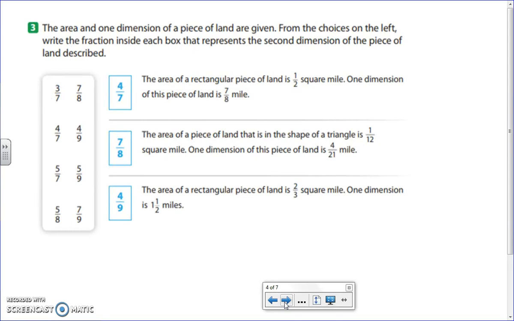The area and one dimension of a piece of land are given. From the choices on the left, write the fraction inside each box that represents the second dimension of the land described. All right, so I guess we need a little background information about area for this. And so hopefully you've talked about area with your teacher before. In every one of these problems, as I look through them, I see a rectangular piece of land, the shape of a triangle, and a rectangular piece of land. So I know that for rectangles, area represents the amount of space inside. That's called area. Each side length is called a dimension.